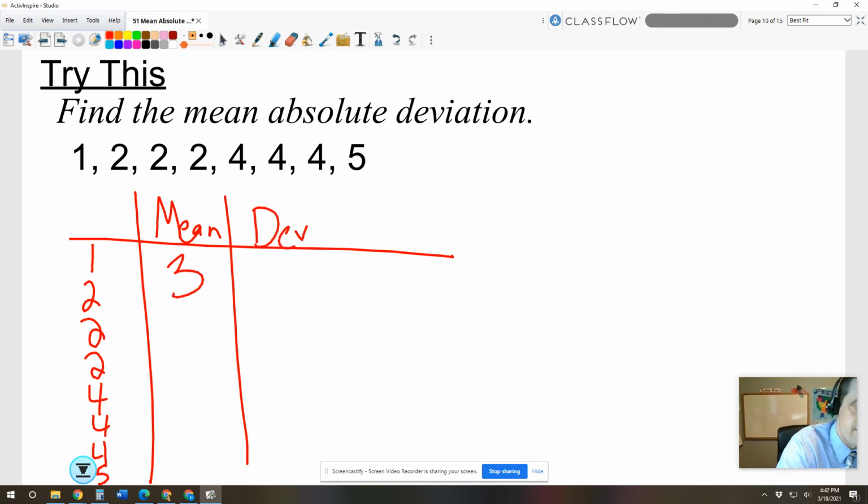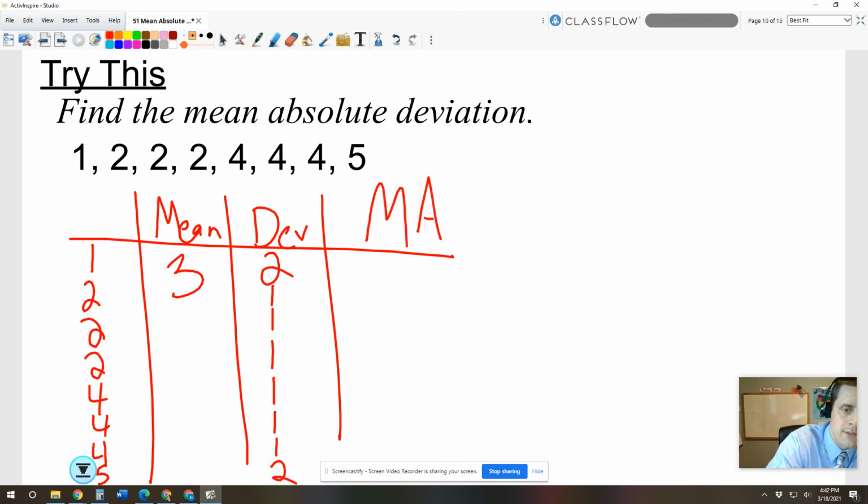Now time for our deviations. 1 minus 3 is negative 2, so the absolute deviation is positive 2. 2 minus 3 is negative 1, so I get a positive 1 for the absolute deviation. Same thing with the other 2's, they're both going to be 1. And then 4 minus 3 is a positive 1. 1, 1, and 1 for those 4's. And then 5 minus 3 is 2.